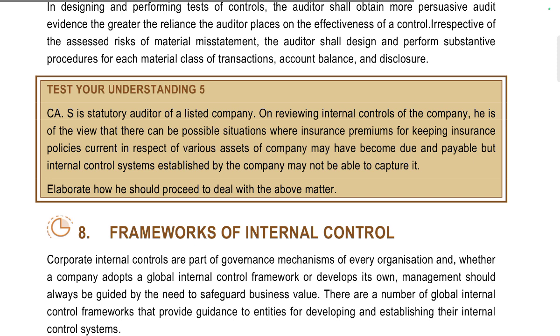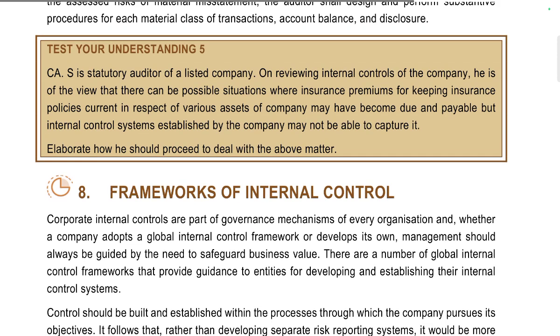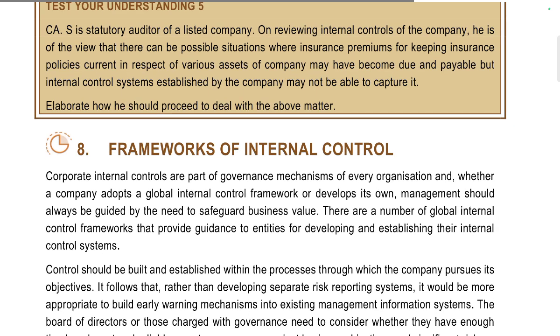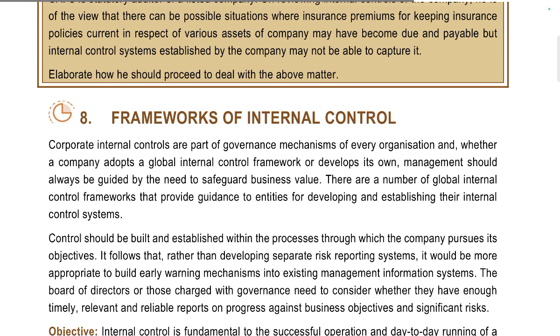You are the statutory auditor of a listed company and you review the internal control of the company. You find a possible situation where insurance premiums, keeping insurance policies current in the respective years, may have become due and payable, but the internal control system established by the company may not be able to capture it. Elaborate how you would proceed to deal with the above matter.